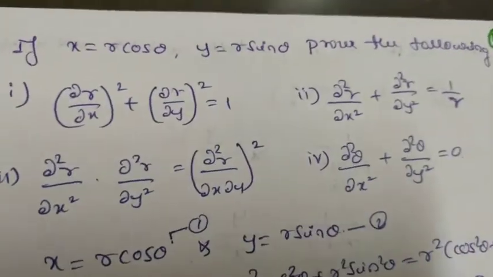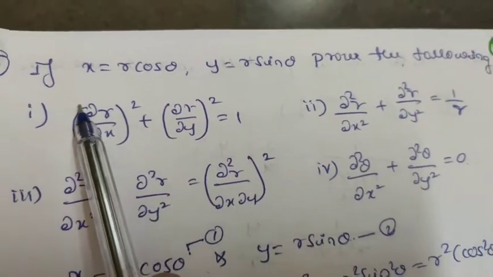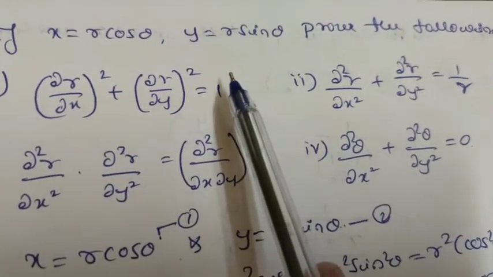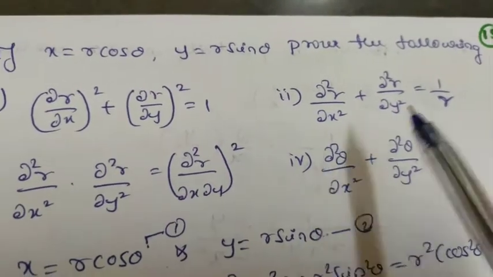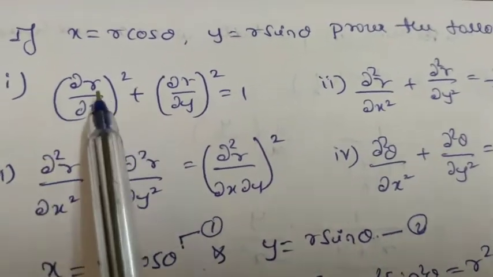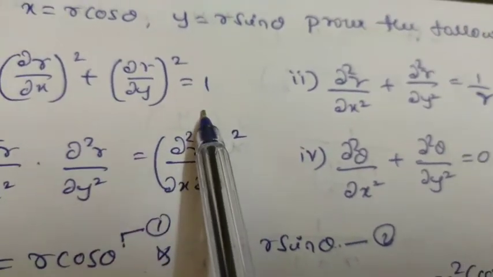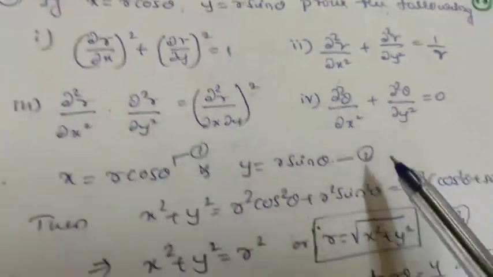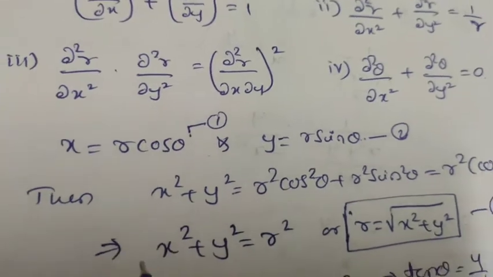Let us take one more example. This is different, so I will solve this one. Here if x is equal to r cos theta and y is equal to r sin theta, then prove these 4 questions. First one is (dou r by dou x) whole square plus (dou r by dou y) whole square is equal to 1, and similarly second, third and fourth. So this again I will give you in the notes and you can get the solution there.